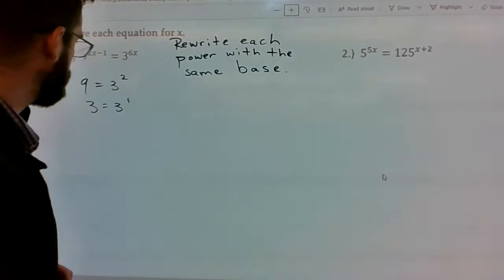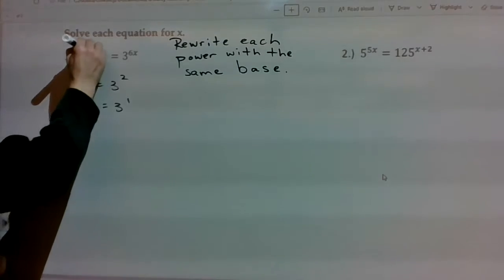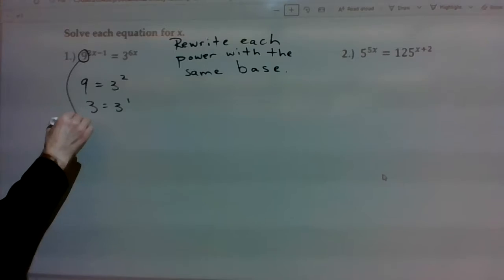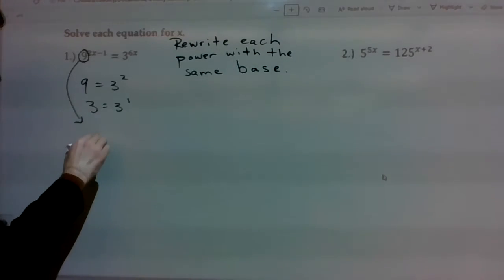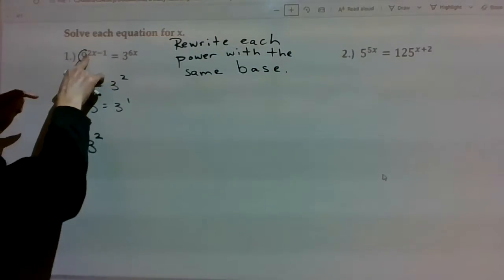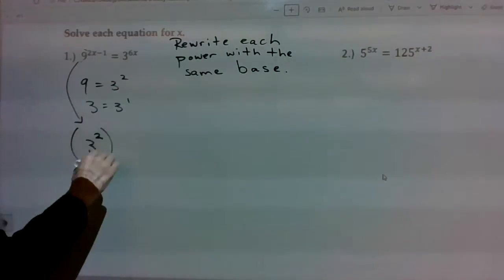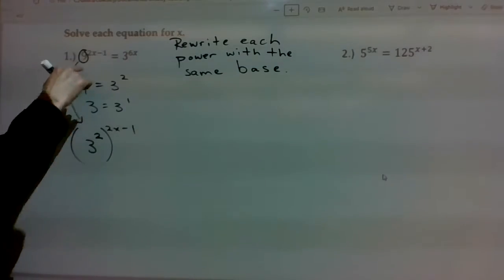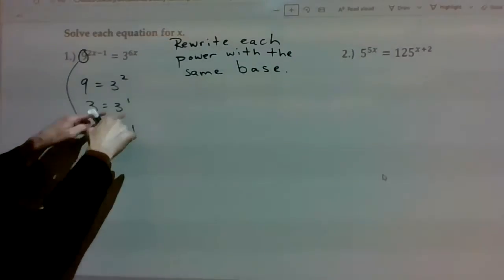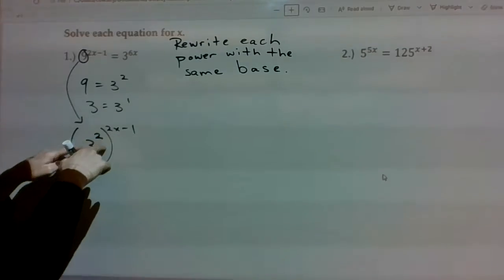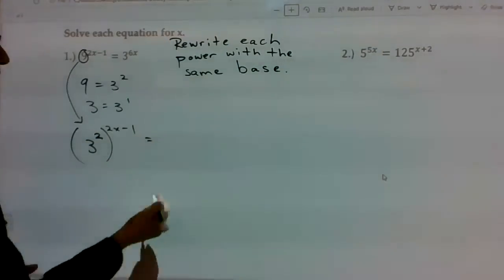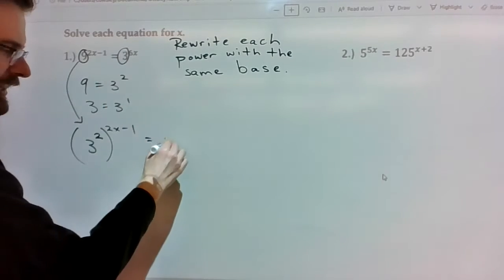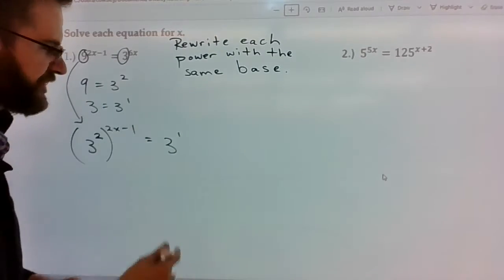So here's what I'm going to do. I'm going to take this 9 right here, replace it with 3 squared. So that's going to be 3 squared to the 2x minus 1 power. See what I did there? I took out the 9, kept the 2x minus 1 power, and replaced the 9 with 3 squared. Now the other one, you don't really need to do anything. I guess if you want to, you can say replace the 3 with 3 to the 1 power, but it's not going to change anything.